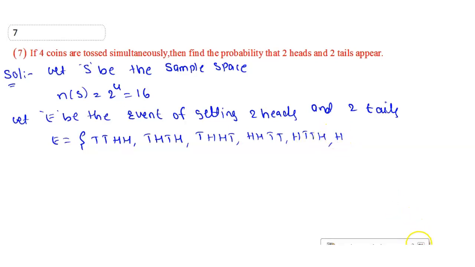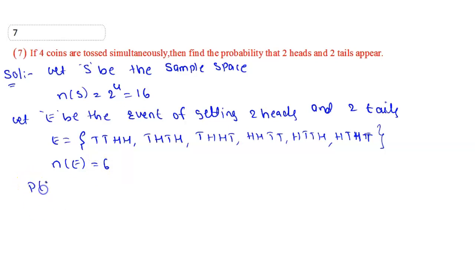HT, HT, HT, HT. So I think these are the possibilities. Check how many. 1, 2, 3, 4, 5, 6. Right. So these are the possibilities. So here n of E is equal to 6.